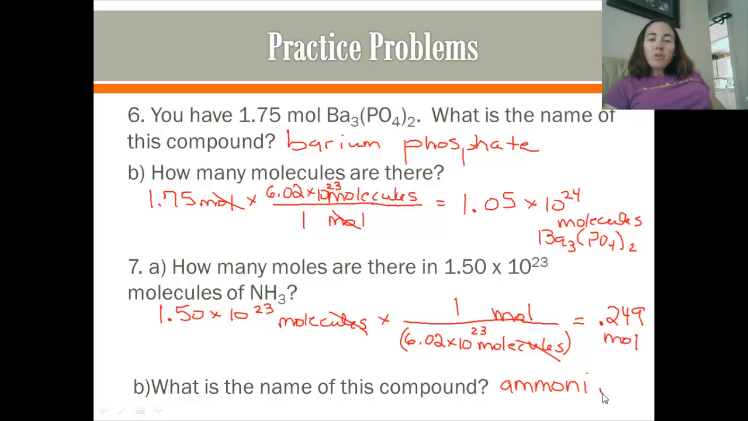So a little bit of review with the naming, but mostly I want you to practice getting the pattern down for setting up these conversions and using your new conversion factor, which is the mole, being equal to 6.02 times 10 to the 23rd particles. We'll work some more in class next time.